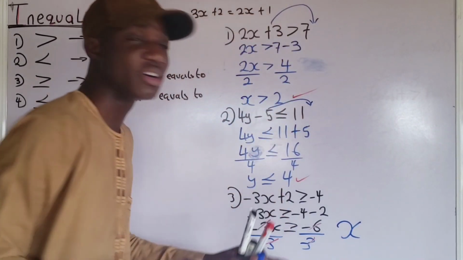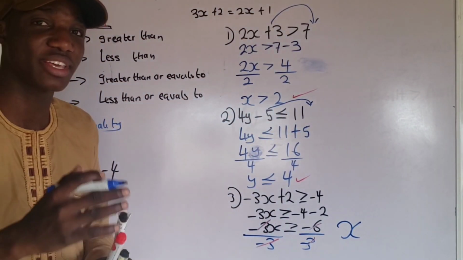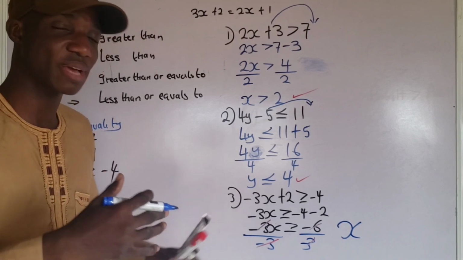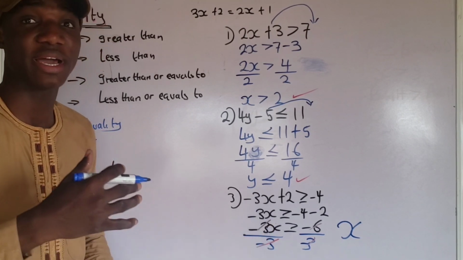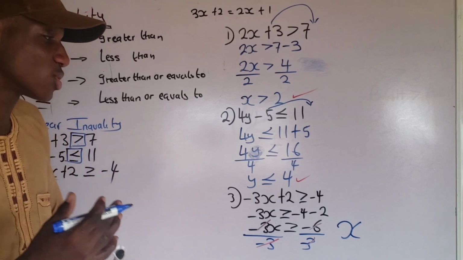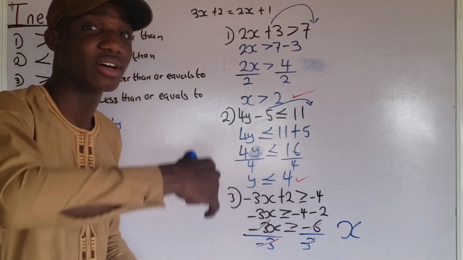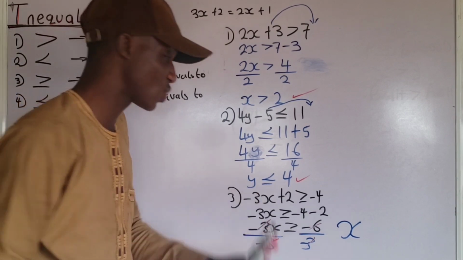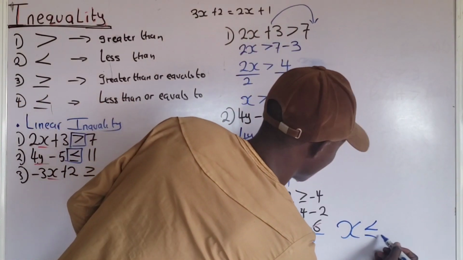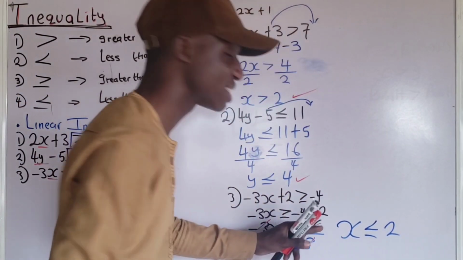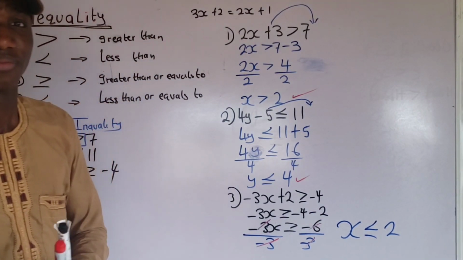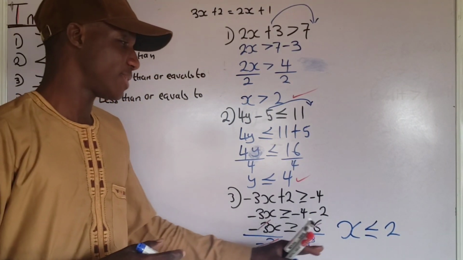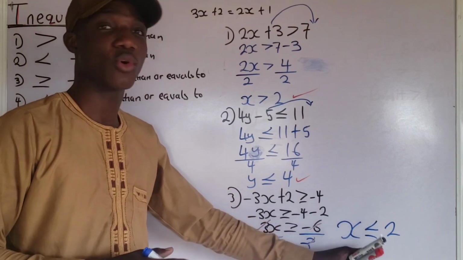Now, remember one of the steps. The last point that I gave you is that if you are dividing both sides by a negative number, as you can see, I'm dividing by negative 3, the sign needs to be reversed. So here, I'm not going to have greater than or equal to again. I'm going to have less than or equal to. So here, I'm going to have less than or equal to 2, because negative 6 divided by negative 3 will give me 2. So that is why I have x is less than or equal to 2.